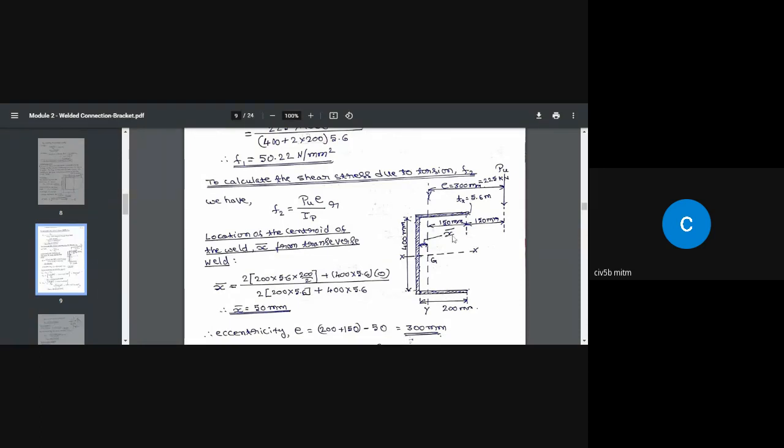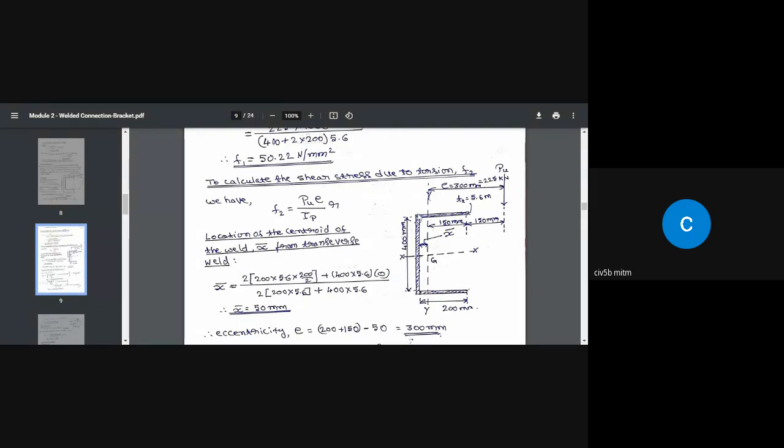That means we need to find out x bar. So we are going to find out what is x bar. Okay, from here, remember, from this line. For that, what we do is we take moments of all the forces about this axis divided by the total area of the weld throat, or total throat area of the weld.